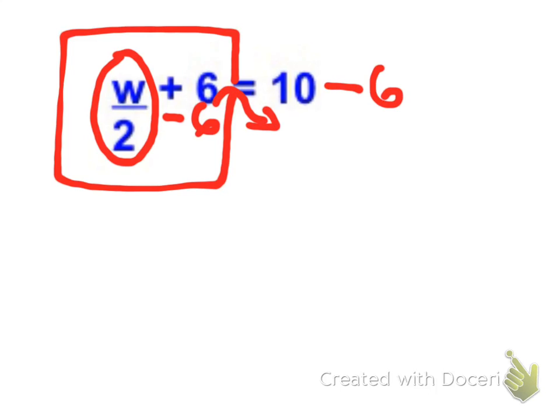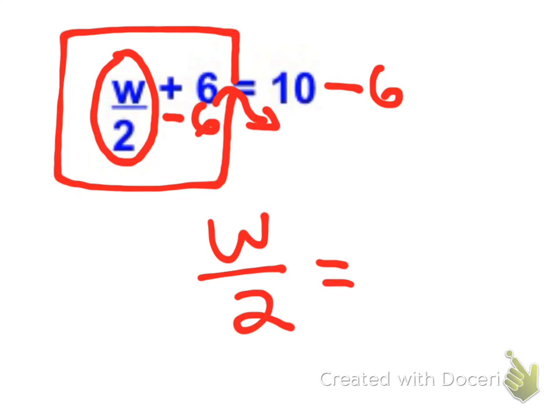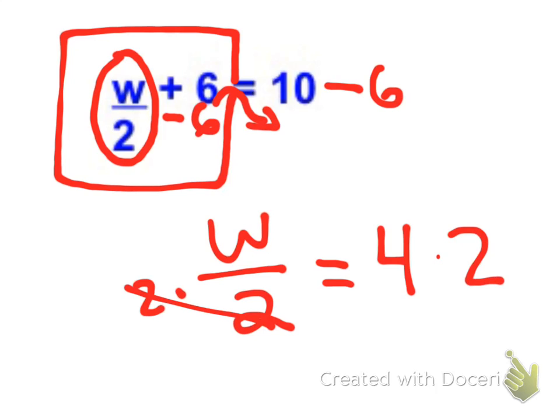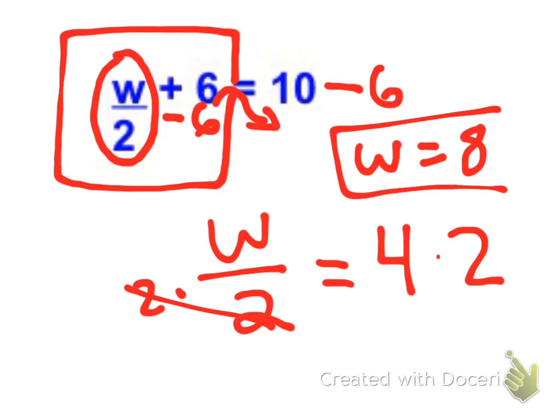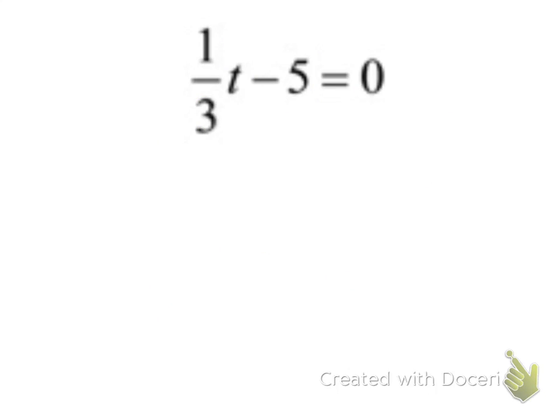So I got a minus 6. Now I still have the w divided by 2. And now 10 minus 6 is 4. So this is a division question. The opposite of division is multiplication. If I multiply by 2, that cancels out. Multiply this side by 2, and w equals 8. Ta-da!